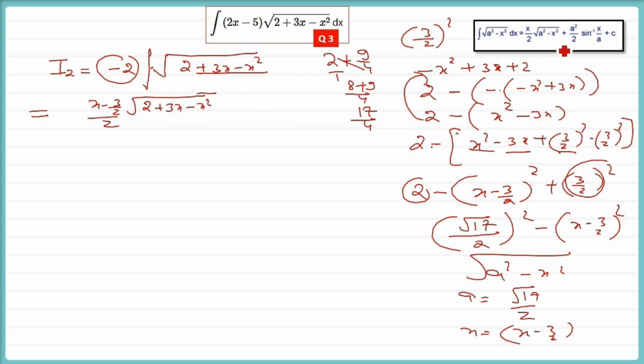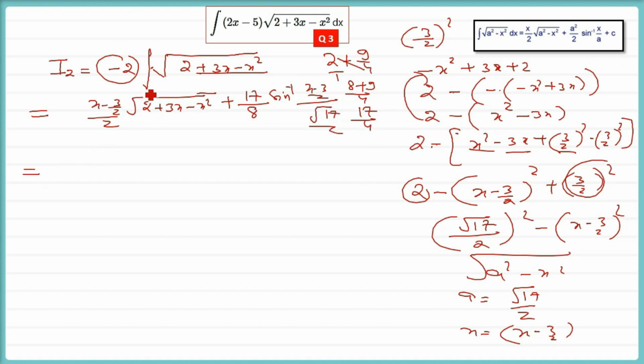Then we have plus a square by 2. A is under root 17 by 2. A square will be 17 by 4 only. Divided by 2 will be 17 by 4 into 1 by 2, which is 17 by 8. And then after this, we have sine inverse x by a. So sine inverse, what is x? X minus 3 by 2 is x. What is a? It is under root 17 by 2.